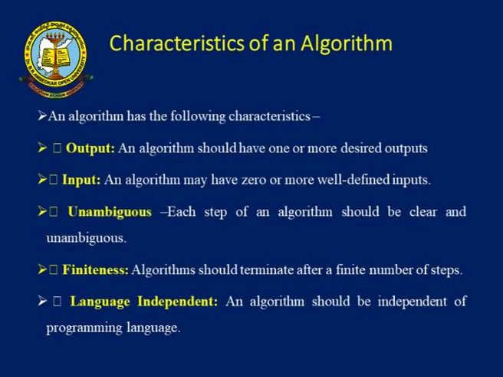Next is language independence. As we have already seen, whatever algorithm we write for a computer should be convertible into any programming language. So the algorithm we write for any problem should be in simple English steps. These can be converted into any programming language. So it is language independent.